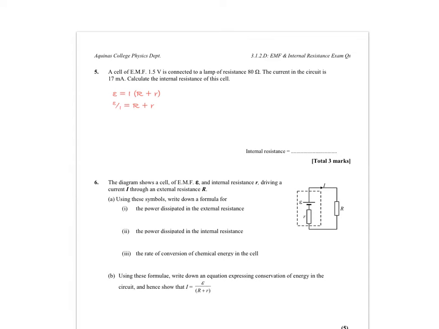If we divide both sides by the current, we get E over I equals R, big R plus little r. We want to find little r by itself, so we're going to rearrange that simply to little r equals E over I minus big R. And now we can just plug in our numbers. So we've got 1.5 divided by 0.017, so that's 17 milliamps. Take away 80, it's something like 88 minus 80 is 8.2 ohms.